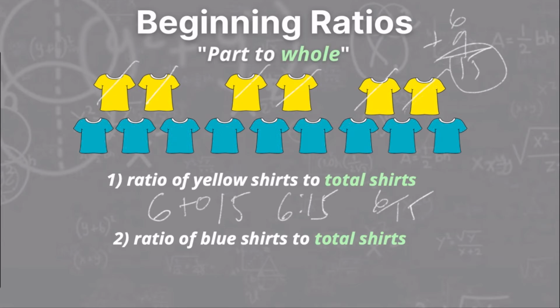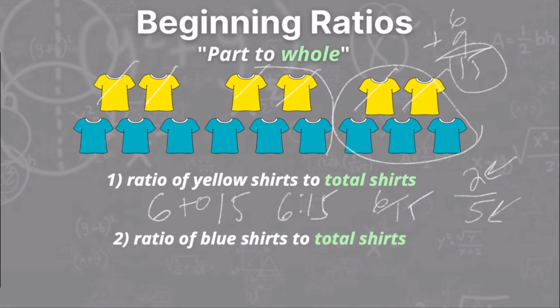Now again, 6 and 15 can both be reduced to a smaller number or to be shown in its simplest form. Again, they can both be reduced by 3. 3 goes into 6 twice, 3 goes into 15 5 times. So this means for every 2 yellow shirts, we have a group of 5 shirts. And if you look here, that works out perfectly because in every group of 5 shirts, there are 2 yellow shirts. So the simplified version of this ratio is correct.